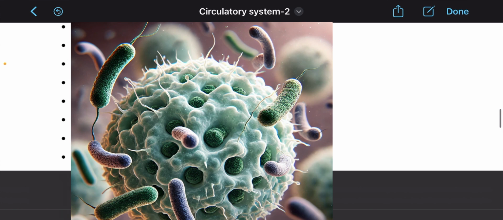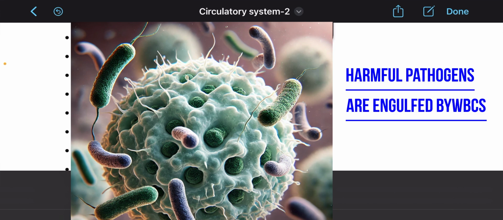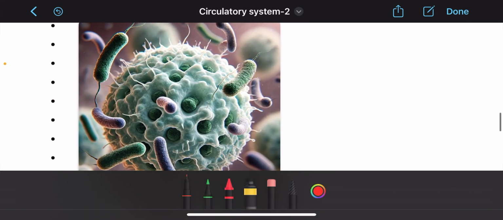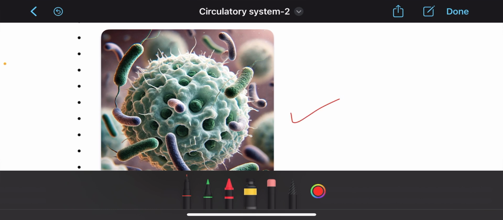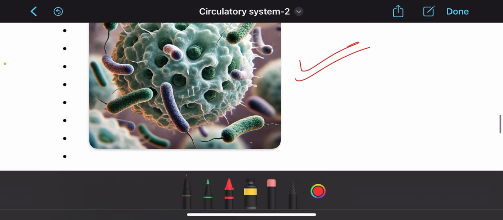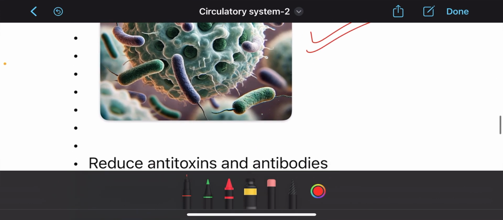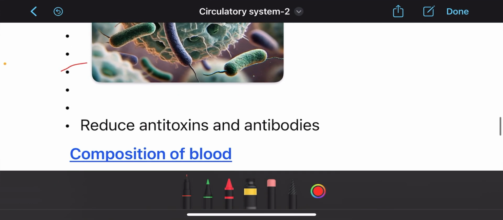The second protection is by engulfing bacteria. The harmful pathogens in our body are engulfed by the WBCs, as you can see in the picture, and then they are completely destroyed, and therefore WBCs protect against diseases caused by these bacteria. This function of engulfing bacteria is also known as phagocytosis, that means cell eating. Now let us see another function, that it produces antitoxins and antibodies.